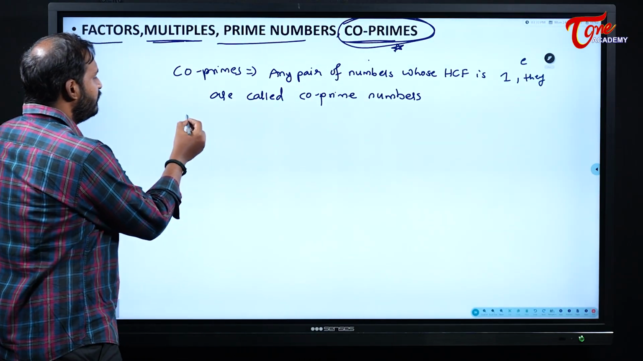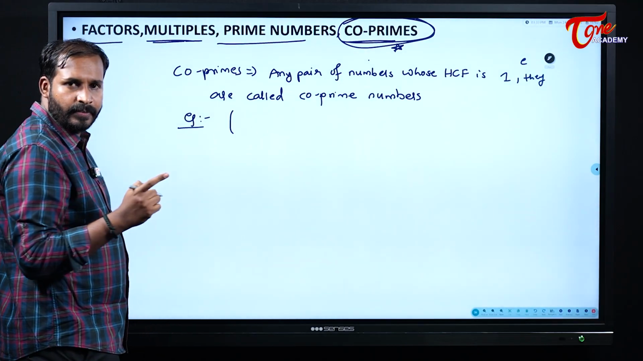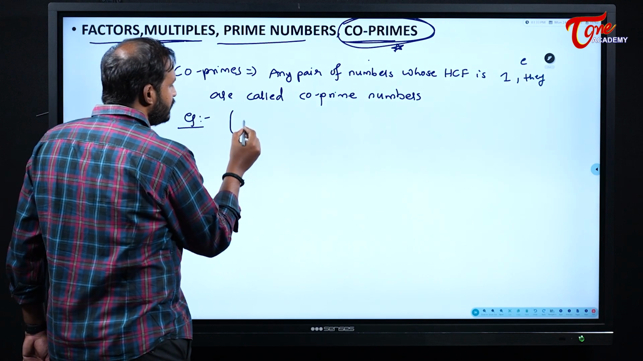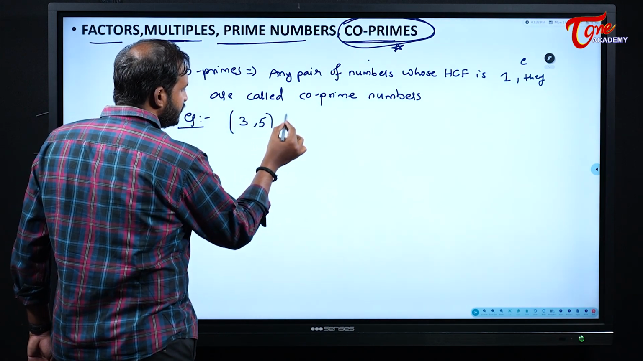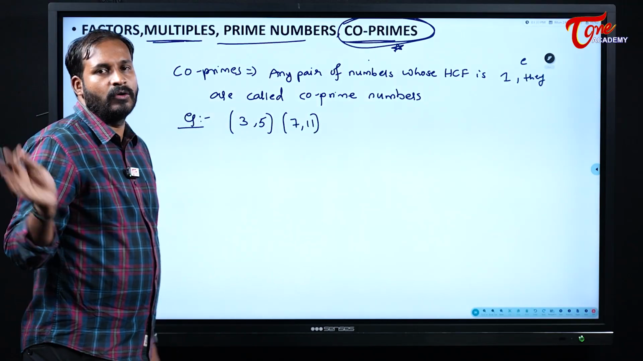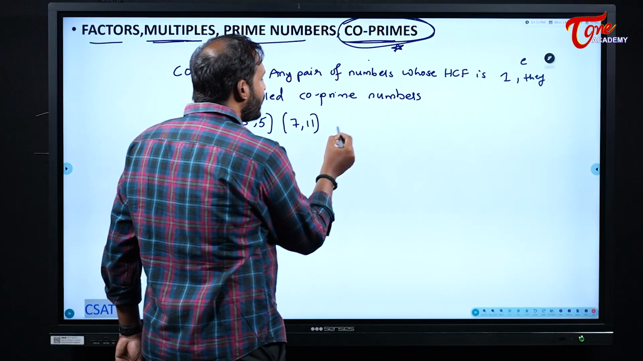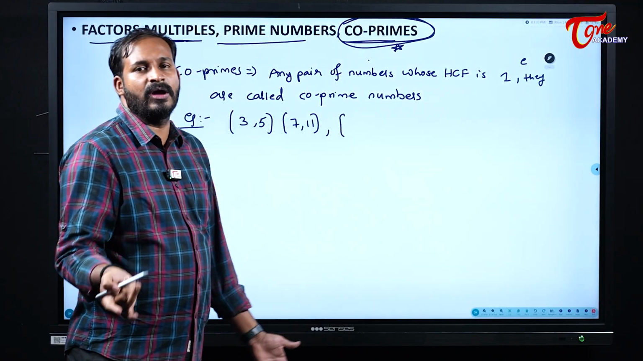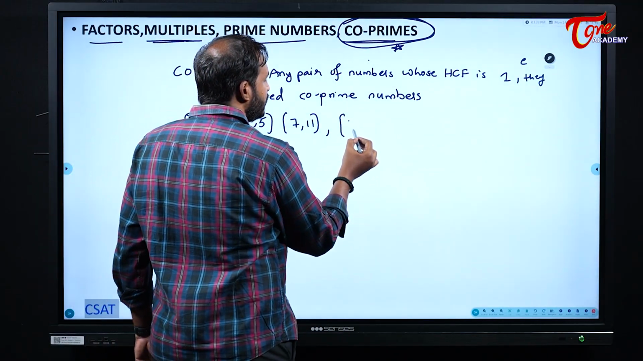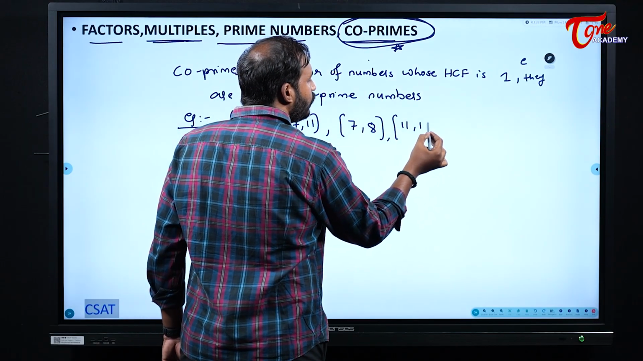We will see some examples. 2 prime numbers are always co-primes. Am I correct? Yes. 3 and 5, like this. 7 and 11. 2 prime numbers will always be co-primes. There is no doubt in that. Okay, next, a pair of prime number and composite number also will always be co-primes. 7 and 8, always co-primes. 11 and 14, co-primes. Why?